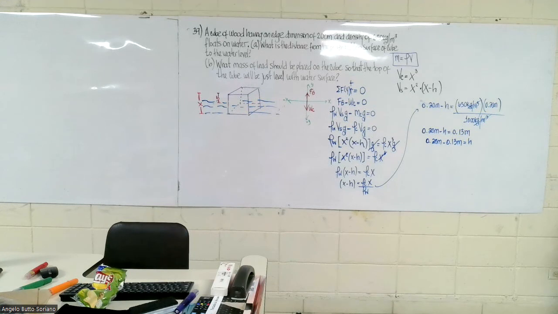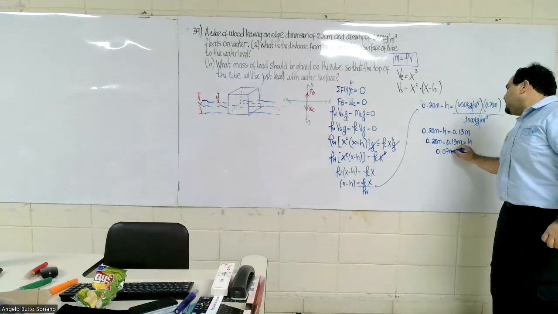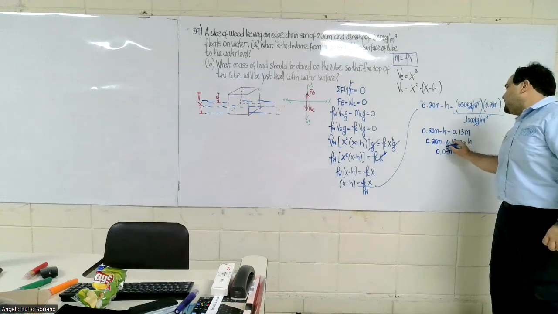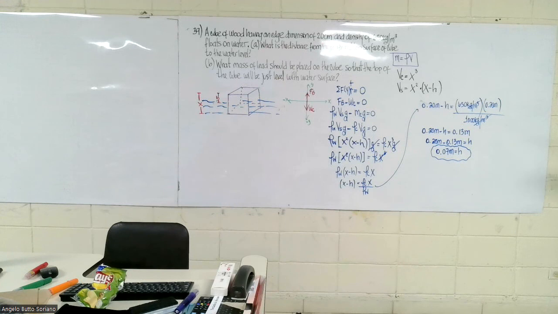So in simple words, 0.20 meters subtracting 0.13 meters, that will be h. And the answer will be 0.07 meters. And this is going to be, my dear students, the answer for the letter h, what we are looking for. Well, in the next class, we're going to finish this problem asking the second question.